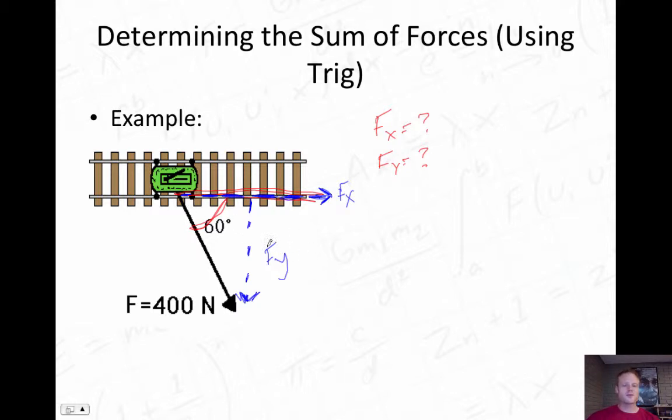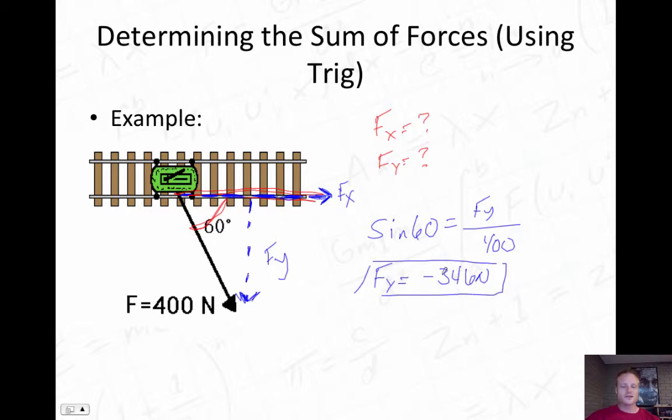To find F sub y, I'm going to use sine of 60 equals F sub y over the hypotenuse, which is 400. Notice I've made a triangle here. So if you do that math, the sine of 60 times 400 equals an F sub y of negative 346 newtons. Notice your calculator doesn't put in the negative for you. I'm putting in negative because the force is going down, and down typically to me is negative.